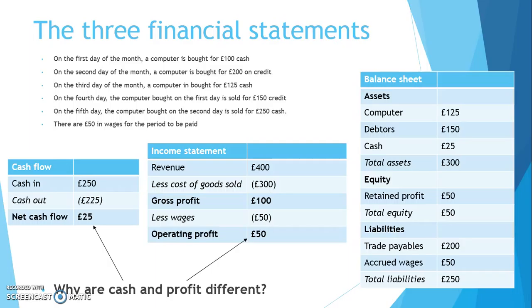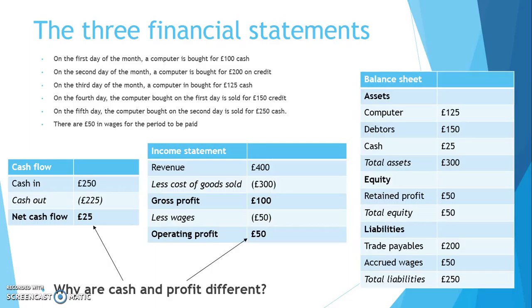Here we have 5 days of financial activity from a typical technology firm. Firstly, consider the cash flow. Cash into the business comes on the 5th day, where a computer is sold for £250. Cash going out of the business is the two computers bought on the 1st and 3rd day, £250. This gives a net cash flow figure of £25. Moving on to the income statement, we have revenue at £400 from the sales on the 4th and 5th days. The costs of these two computers sold are £300, and we also have to take off the wages for the period, £50, giving an operating profit figure of £50.